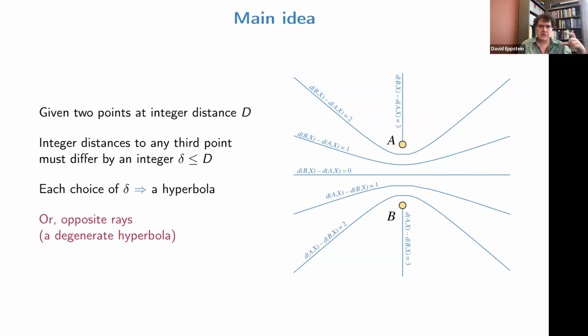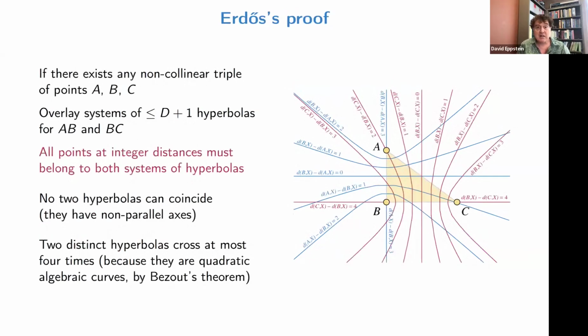So if we have 2 points, then we know that any third point with integer distances has to be somewhere in this system of hyperbolas. If we have 3 points, A, B, and C, that are not all on a line, then we get these 2 systems of hyperbolas. One for A and B, say, another system of hyperbolas for B and C, where the number of hyperbolas in this system, including the degenerate one, is the number of possible differences between the two distances, which is at most d plus 1.